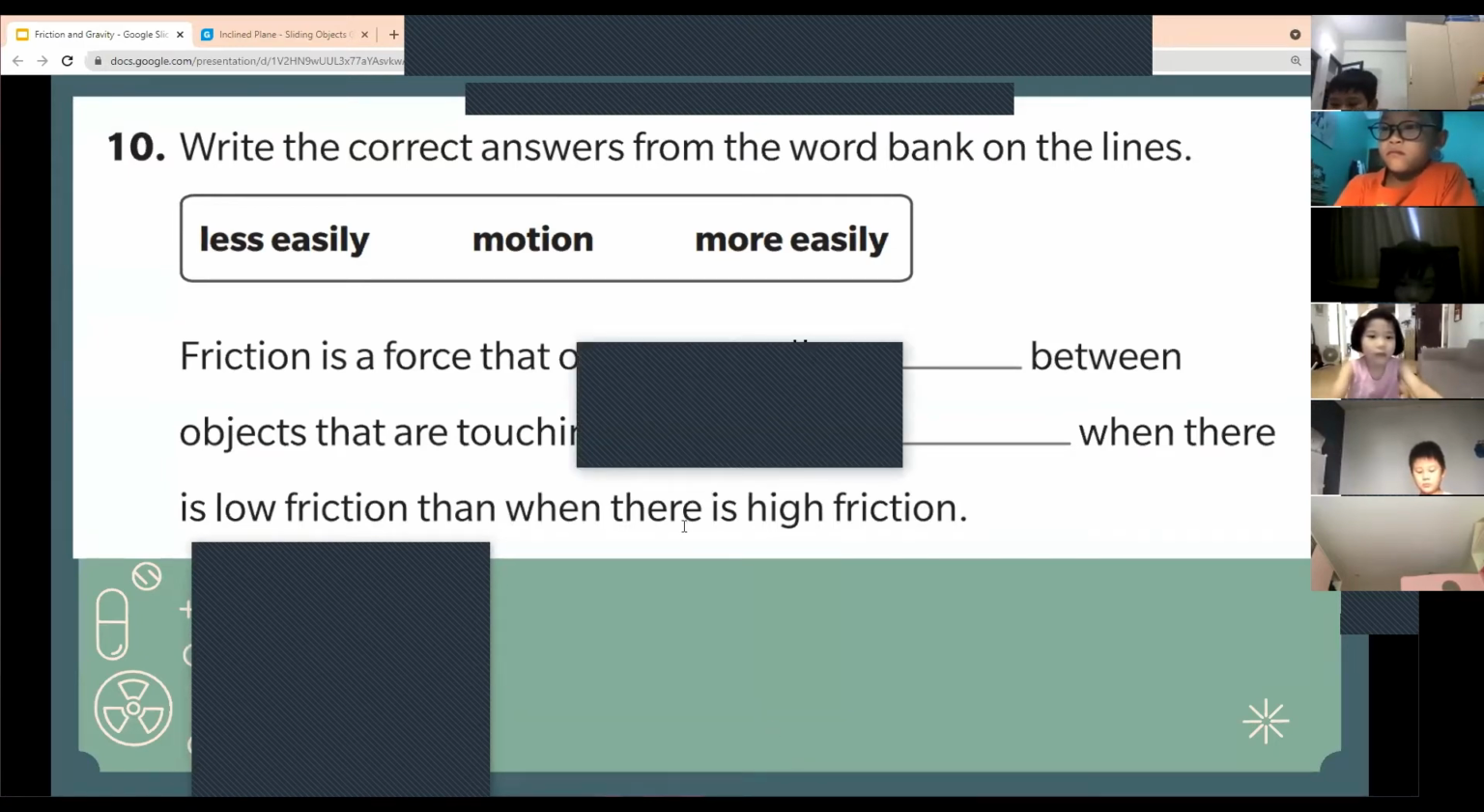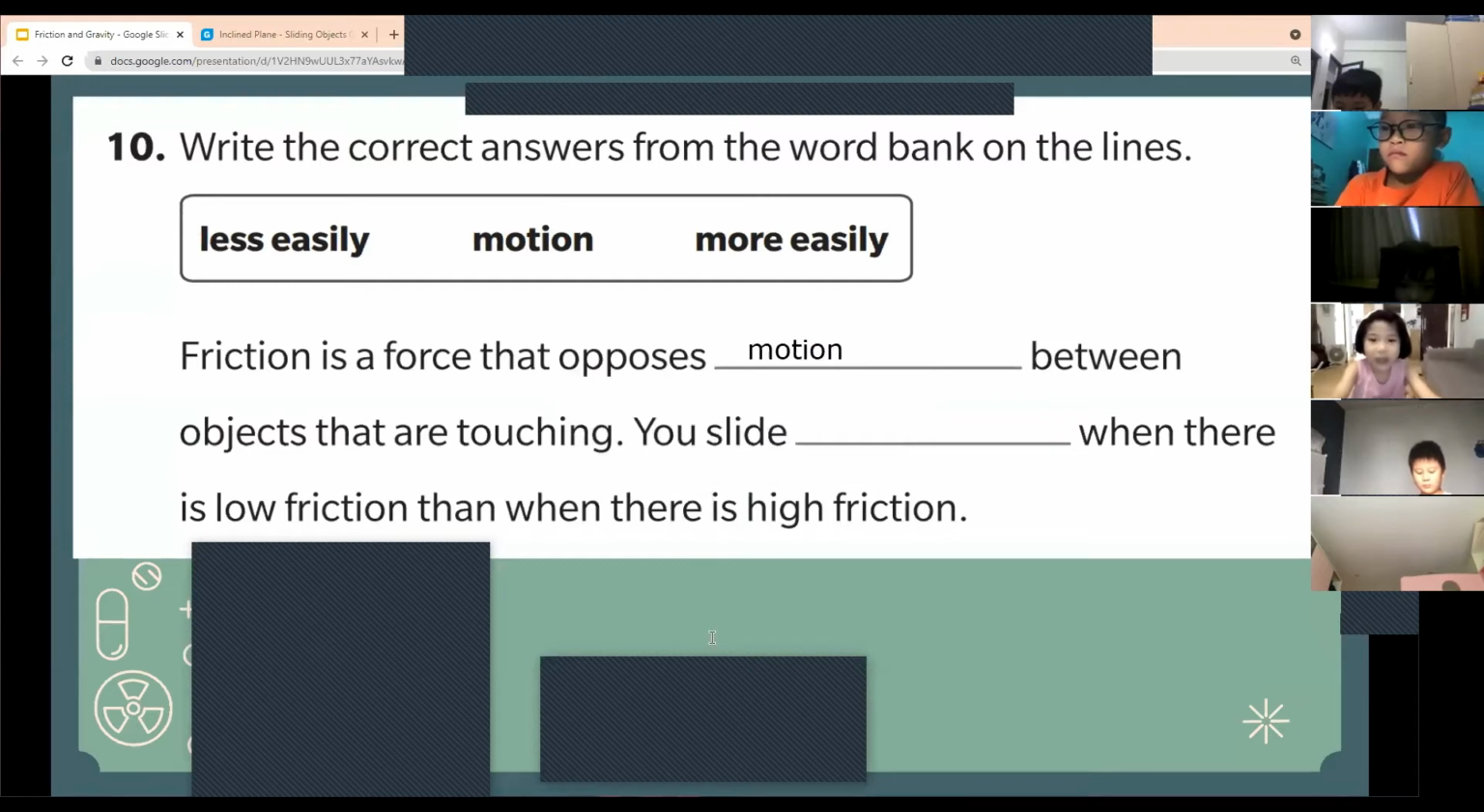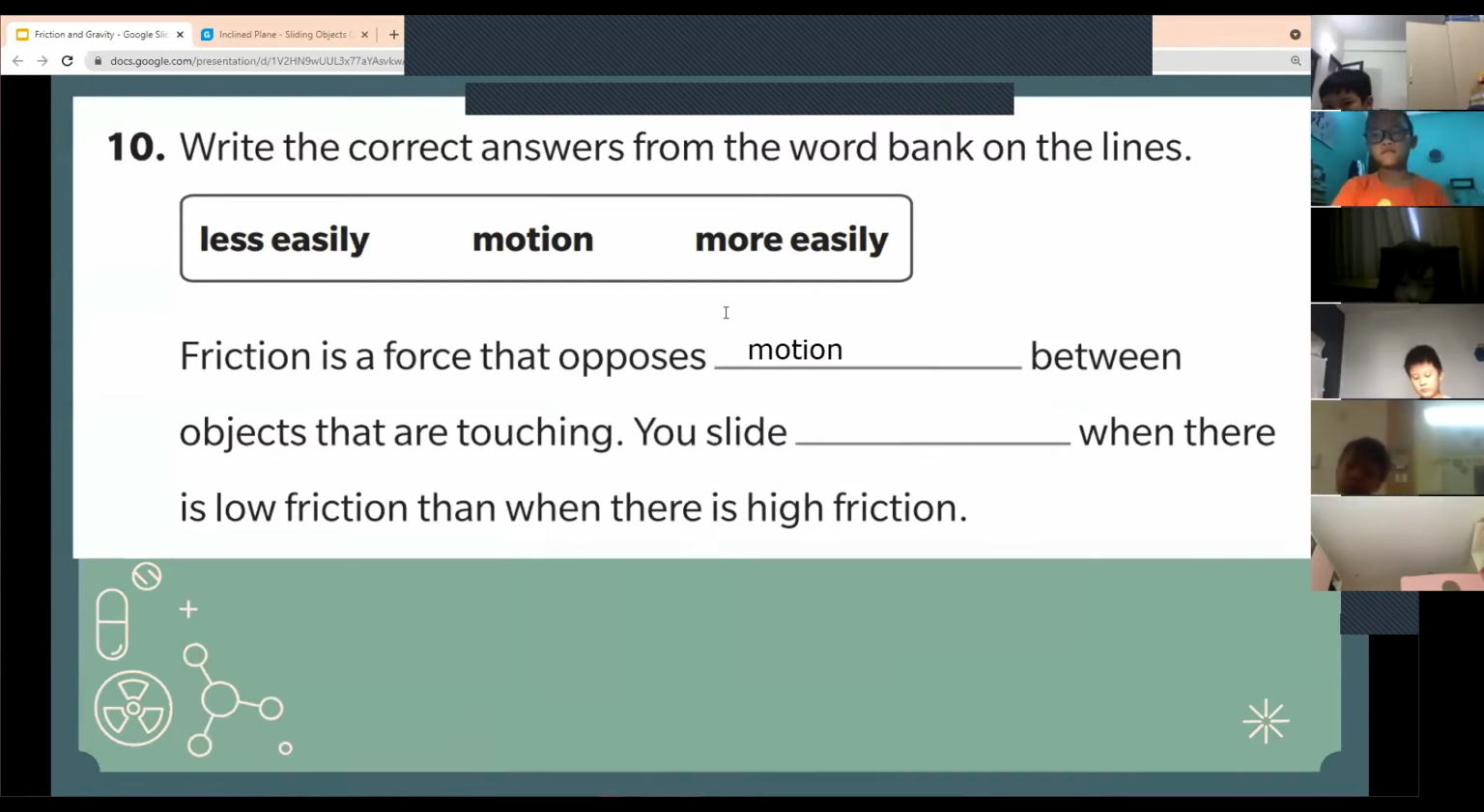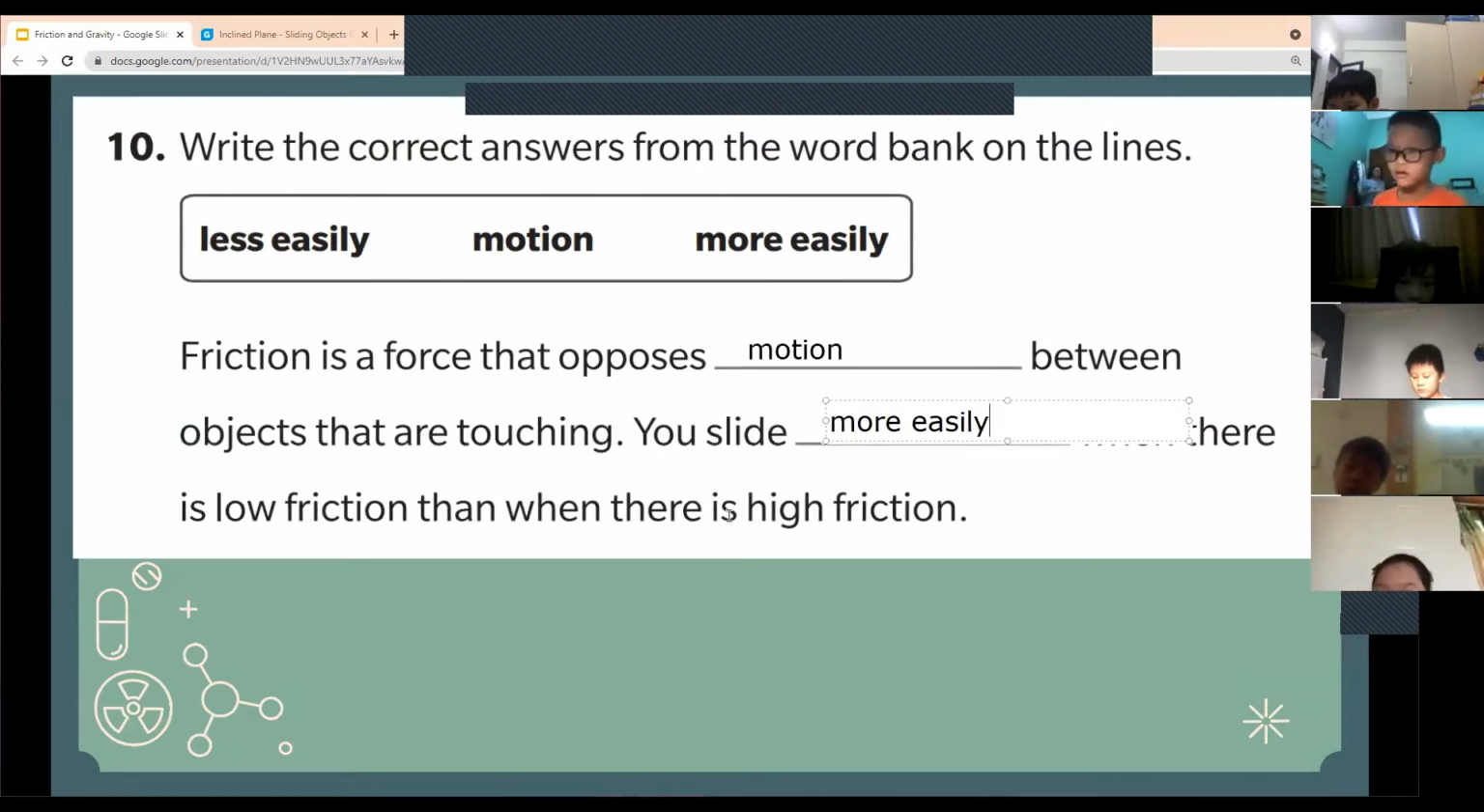It's low friction. Then there is high friction. Exactly, so you slide more easily when there is low friction. Very good. So guys, look at the answers and let's have someone read it all together. Pasta, can you read both sentences for everyone now that it's complete?